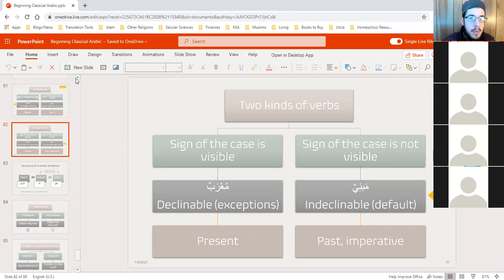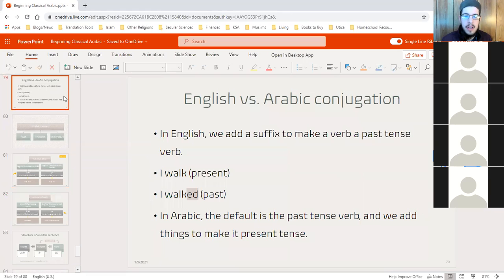The other thing we need to realize is why we are starting with past tense verbs. Because in Arabic, the past tense verb is the default unit of a verb. It's the root word from which all other verbs and all other words are derived. Let's give the opposite example in English. In English we take a present tense verb and add things to it to make other forms, such as the verb I walk, which is present. If we want to make it past tense, we have to add a suffix, I walked. It's the opposite in Arabic. In Arabic, the past tense is the default and the present tense is actually an add-on to the past. So that's why we're learning past tense verbs first.